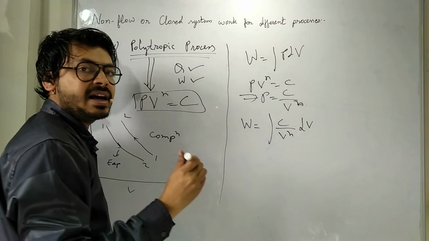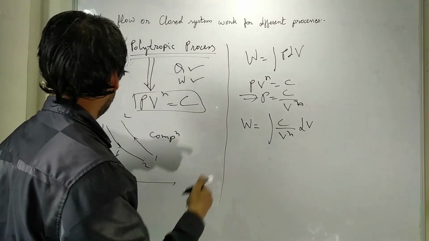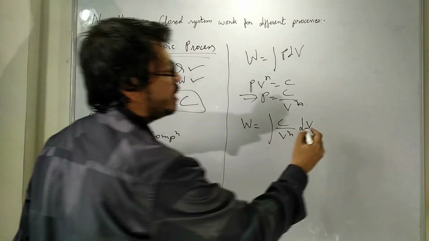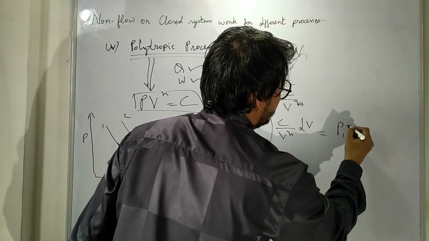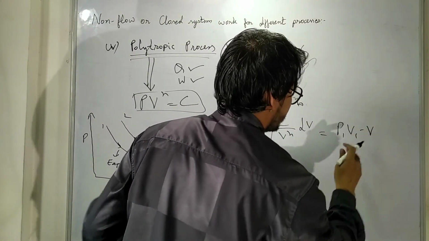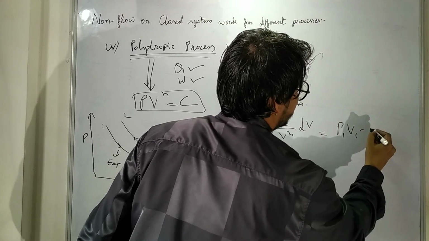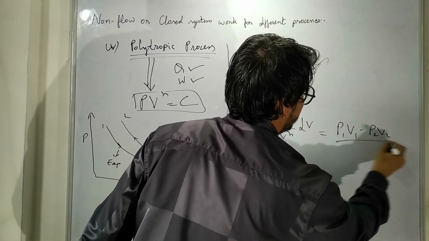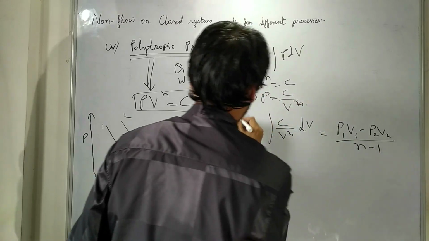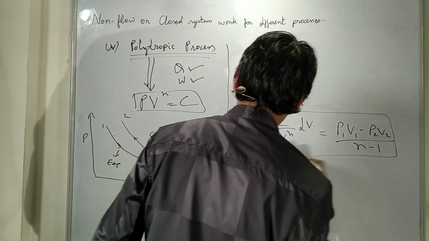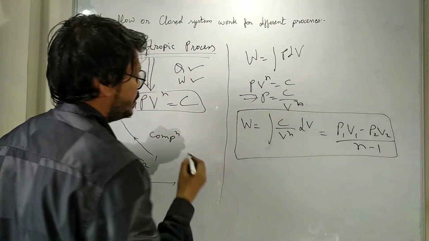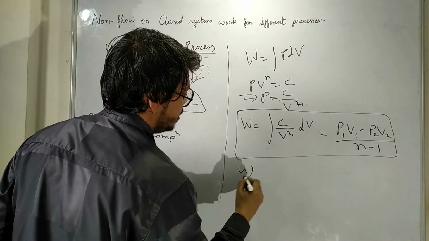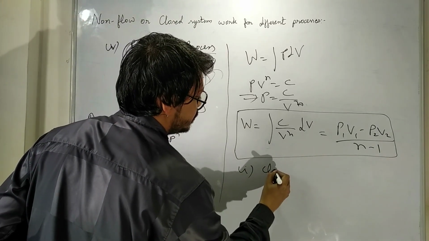In the same way as we have calculated the work done in the adiabatic process, we will get the value here: (P1 V1 minus P2 V2) by (n minus 1). This is the work done by a polytropic process with the assumption that the system should be a closed system.